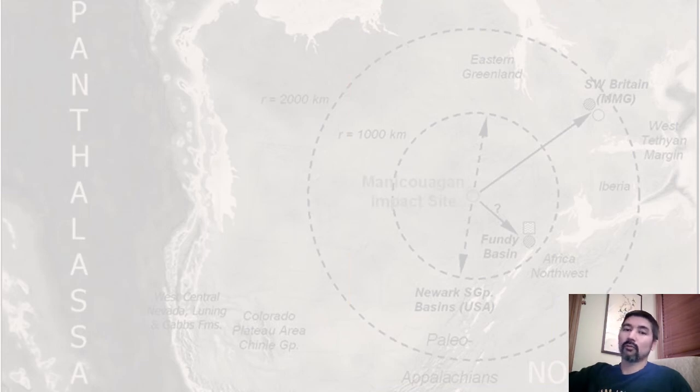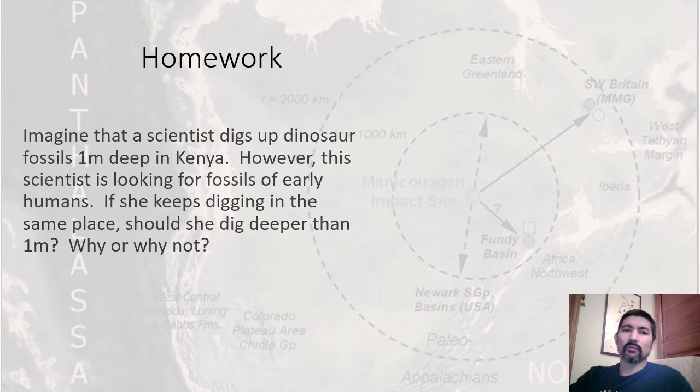All right, so that's it for our lesson today. However, you do have homework. Your homework today is 2 questions, and I'd like you to answer these questions and post your answers to Schoology. These questions shouldn't be too difficult to answer. Our first question is about a scientist who is digging and looking for human remains. She's looking for human fossils, but she digs 1 meter deep and finds some dinosaur fossils. Should this scientist dig deeper if she's looking for human fossils, or should she not dig deeper? Tell me why or why not.